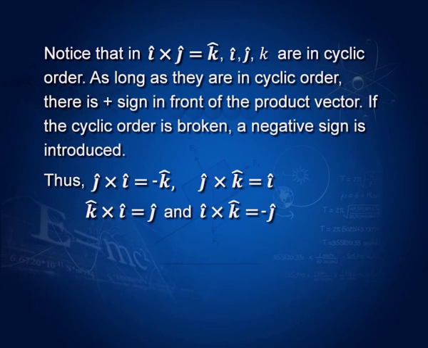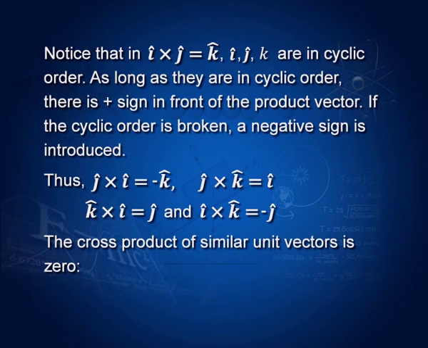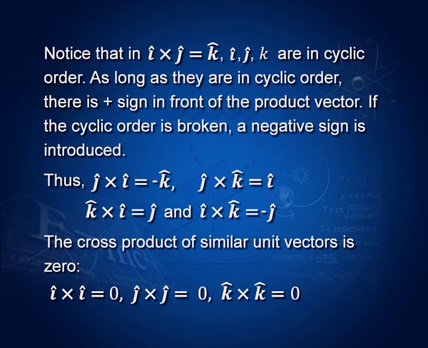Look at this, j cross i is minus k, but j cross k is i, because j, k and i are in the same order. So, when the order is broken, a minus sign is there. And i cap cross i cap is equal to 0, because the angle between them is 0, and sine of that angle is equal to 0. So, i cap cross i cap is 0, j cap cross j cap is equal to 0, k cap cross k cap is equal to 0. i cap cross j cap is equal to k cap, and like that.